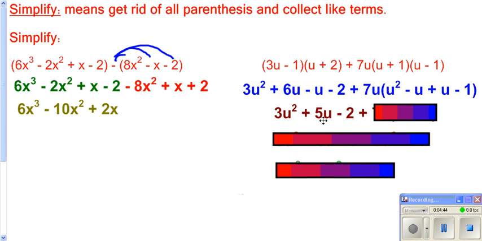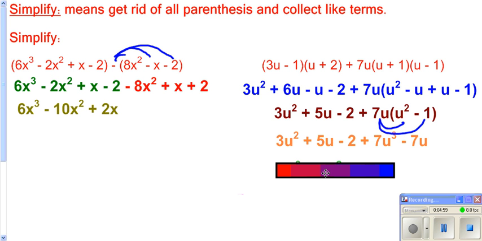Collect some like terms. Your u's go together, give you your 5u. Here your u's drop. So we have this. Distribute your 7u through to your parentheses. And then all you have to do is just collect your like terms. You have a u cubed that goes in front. U squared goes here. U to the first, u to the first comes down to give you this.